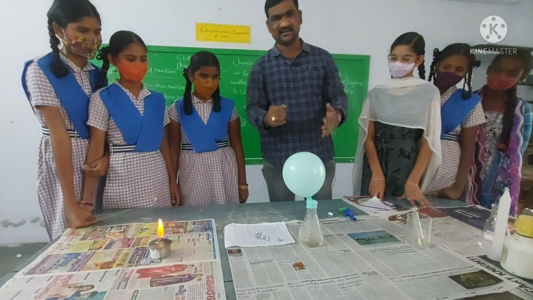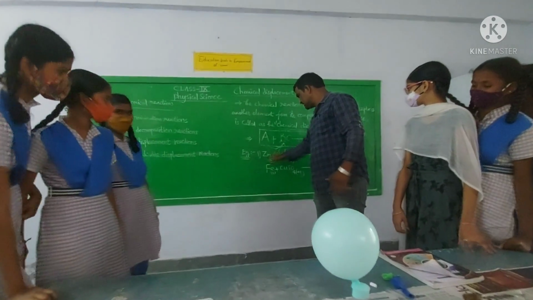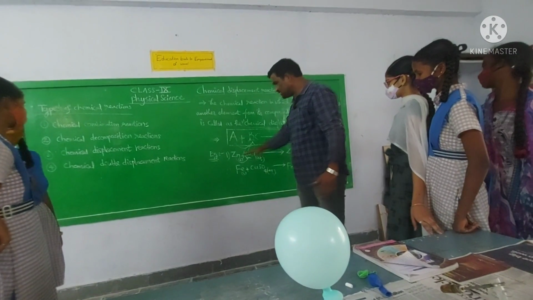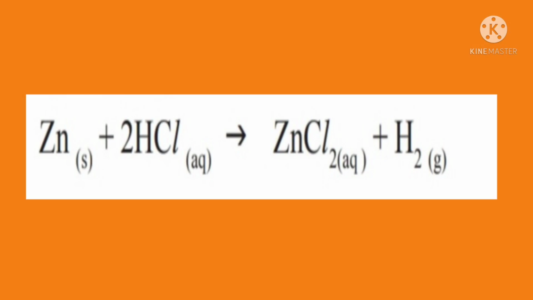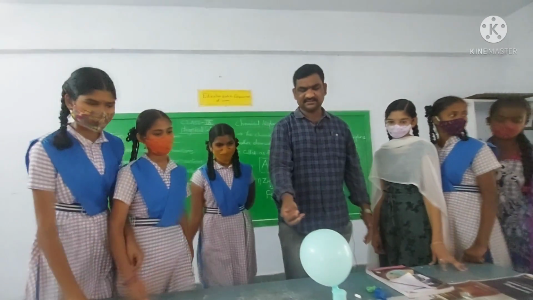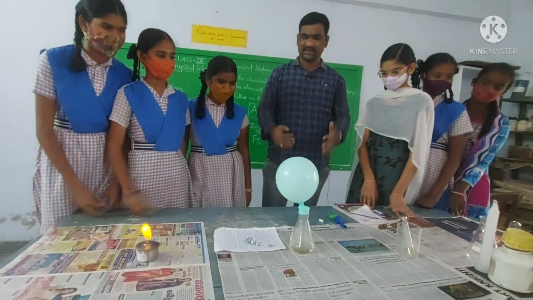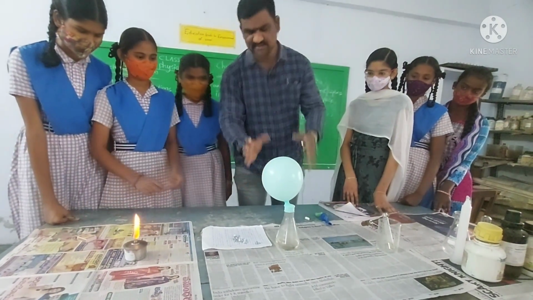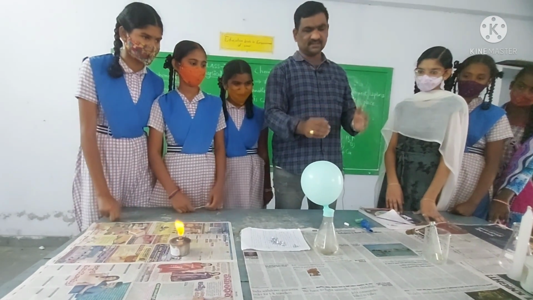Which gas is evolved in this reaction? Hydrogen gas. Okay children? So once again, here zinc is reacting with hydrochloric acid. While it is reacting with hydrochloric acid, this zinc displaces hydrogen element from hydrochloric acid. So here the displaced hydrogen element is evolved or released in form of hydrogen gas. So this evolved gas is entered into the balloon and occupied the space. So then this balloon is bulged out, right children?